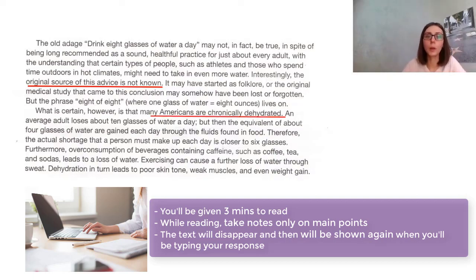So the second main point is that Americans are chronically dehydrated. This is the next key idea of the reading passage. So the second key idea here, we need to underline, what do you think this is? The next point is that overconsumption of beverages containing caffeine, such as coffee, tea, and sodas, leads to loss of water. And we have one more idea here that is important. Which do you think this idea is? Here you can see the next main point: dehydration, in turn, leads to poor skin tone, weak muscles, and even weight gain.